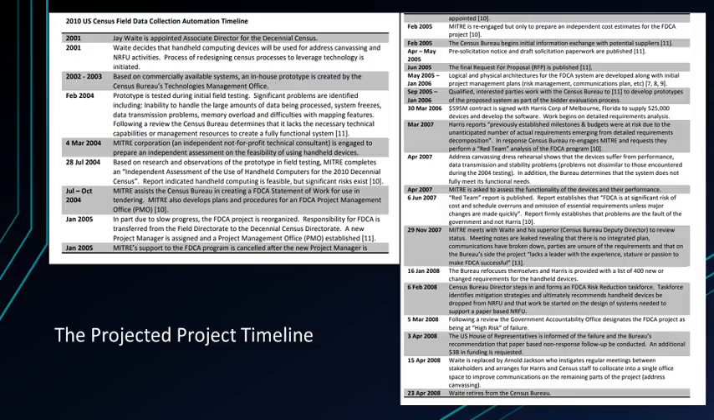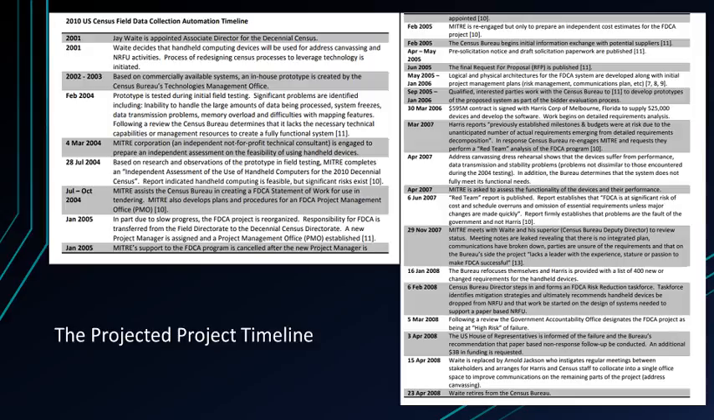January 2005 also. MITRE's support to the FDCA programme is cancelled after the new project manager is appointed. February 2005. MITRE is re-engaged but only to prepare an independent cost estimate for the FDCA project.